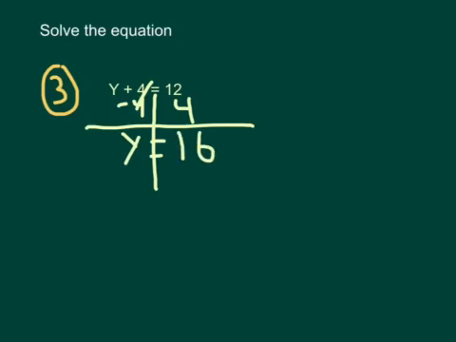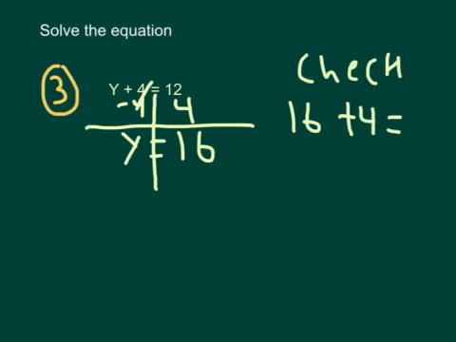Okay, and in step 3, make sure you do the same to both sides. Yep, 4 and 4. In step 4, check by valuing. So now I'm going to check over here. Instead of y up here, I'm going to go ahead and put 16. So 16 plus 4 equals, it has to equal 12, it says, equals 12.